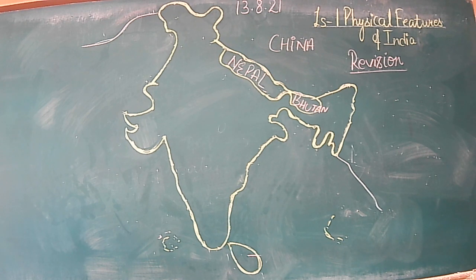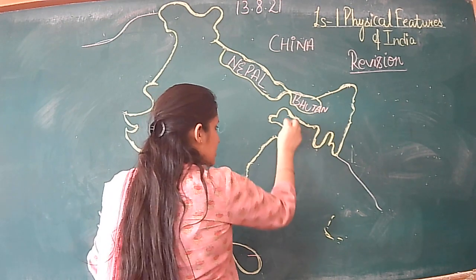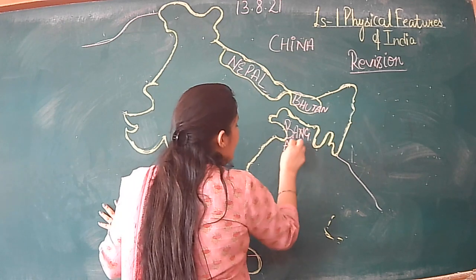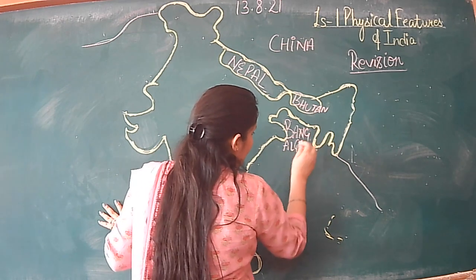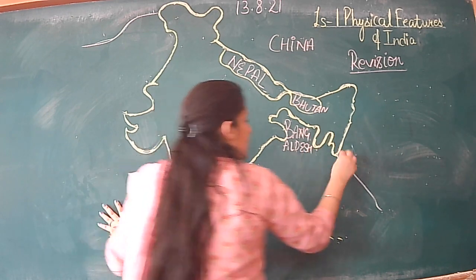Now we will talk about the countries which lie to the east. अब जो ईस्ट में लाई करती हैं वो कौन सी हैं? बांग्लादेश. Here we have Bangladesh. Which neighboring country is here? Bangladesh. ठीक है जी. And here we have Myanmar.